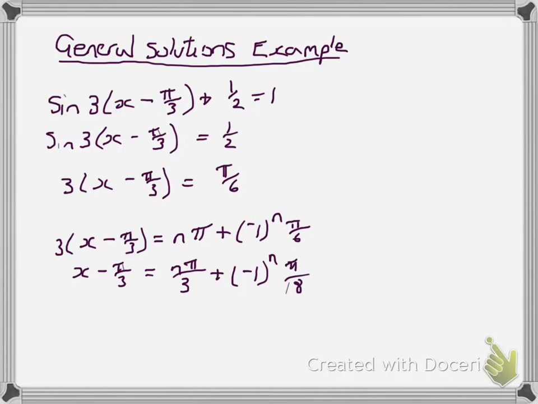Finally, I need to add that pi over 3 to the other side, so I get x equals n pi over 3 plus negative 1 to the power of n pi over 18 plus pi over 3. And that's all I need to do. That is now complete. If I wanted to find any values, I just substitute in integers for n, and it will give me all the possible solutions.